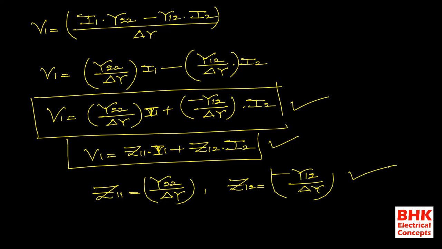Okay, so the remaining two impedance parameters also we finally got. This is the procedure we need to follow to find the impedance parameters by using the admittance parameters.